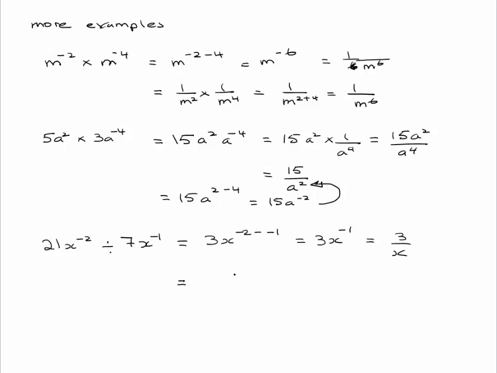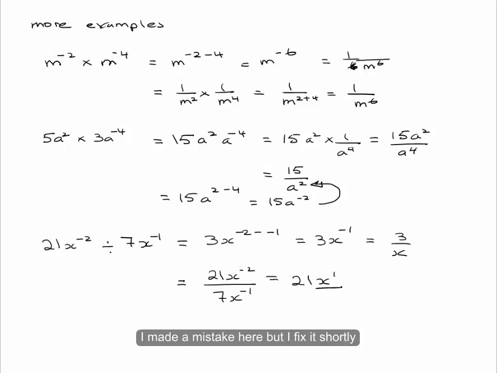Another way of looking at this is to turn it into a division. And so we have 21x to the negative 2 over 7x to the negative 1. And so that will become 3x to the 1 over x to the 2, because we saw before that the negatives will swap places. And so that becomes 3 over x.